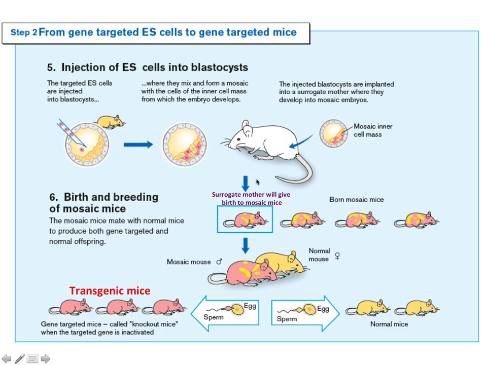This surrogate mother gives birth to a mosaic mouse, meaning an altered mouse. Once you mate this altered or mosaic mouse with a normal mouse, they produce both gene targeted and normal offspring. Here you can finally get the transgenic mouse where both copies of the particular targeted gene have been replaced, and you can also get the normal mouse. So thus you can get the transgenic mouse here.